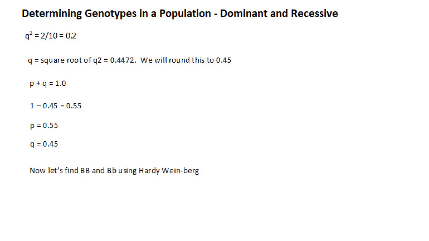Now remember that I just said p plus q equals 1. So if q is 0.45, we can get p by subtracting 0.45 from 1. When we do that, we get 0.55. p is 0.55. So now we have q is equal to 0.45, p is equal to 0.55. We can plug these two numbers into the Hardy-Weinberg. Let's write the equation out. p squared plus 2pq plus q squared equals 1.